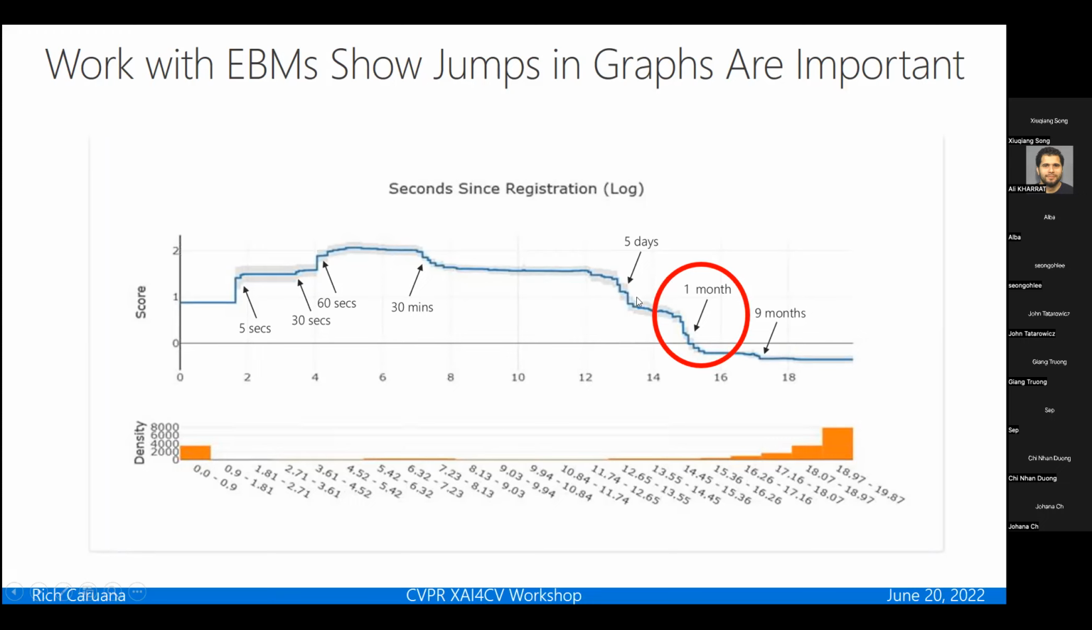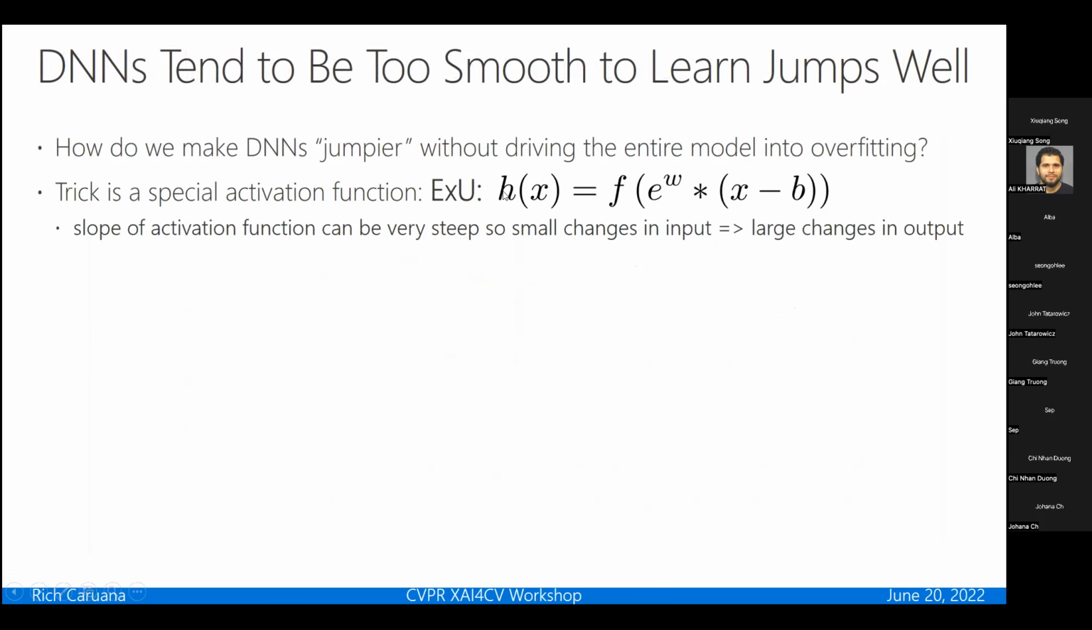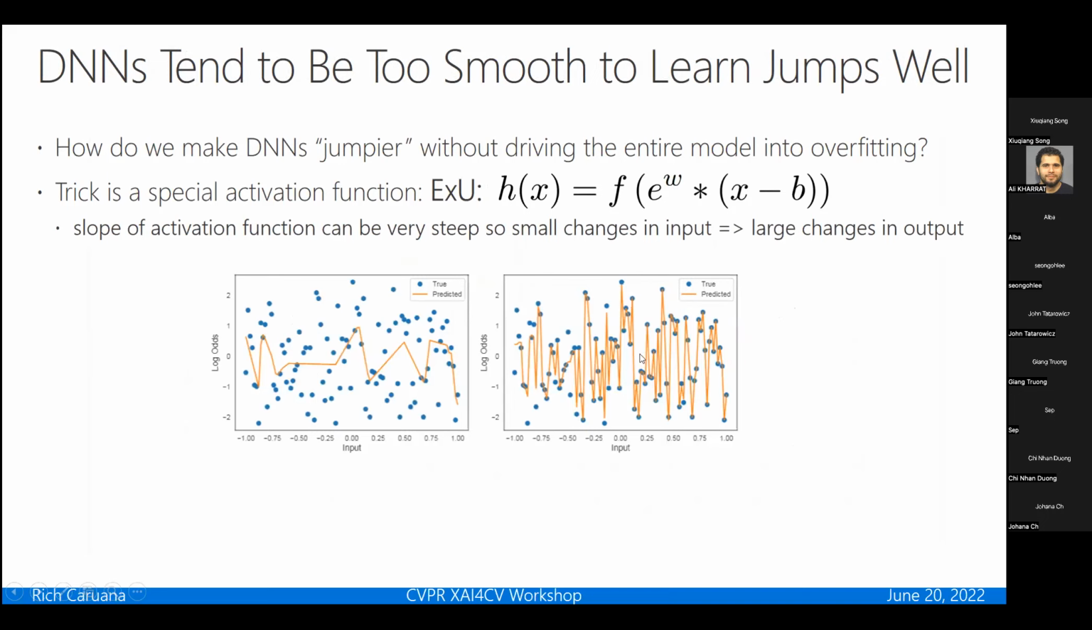Okay, so now all of this shows you that learning these jumps, these nonlinearities, is important. But neural nets are not very good at doing this. So what we've done is we've created a new kind of hidden unit, an XU, and it's just like the standard one where this would be a weight times X minus B, but instead we exponentiate the weight. And that means that small differences in the weight can now lead to very large differences in the activity of that hidden unit. So here's some completely random data, which should be hard to fit.